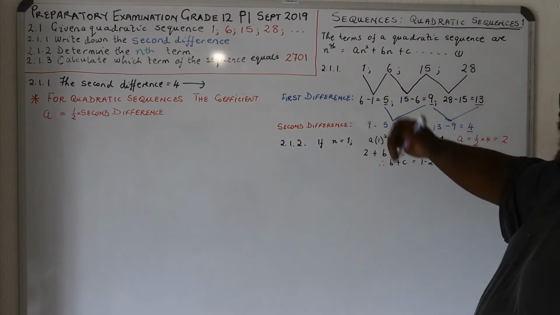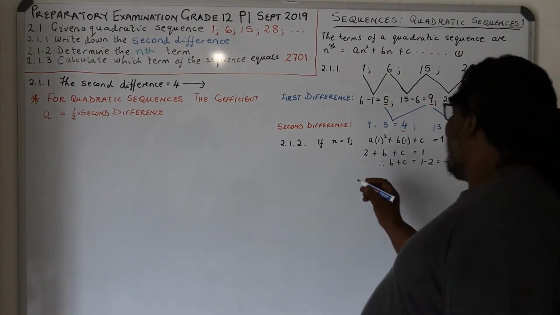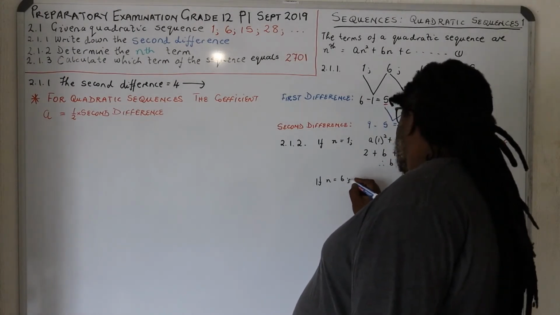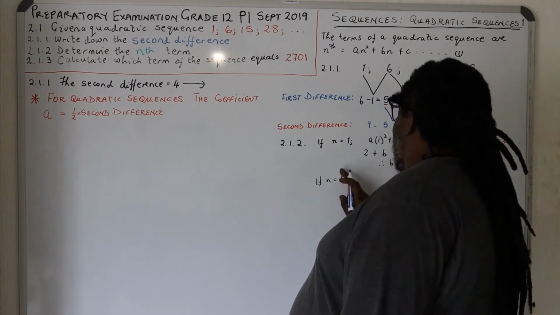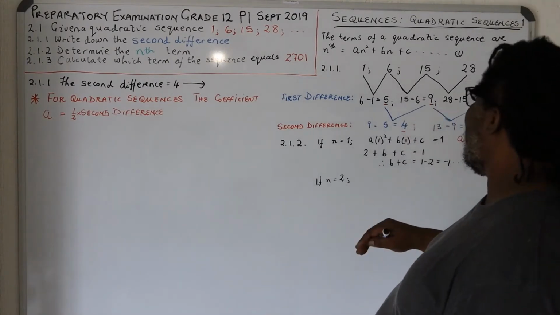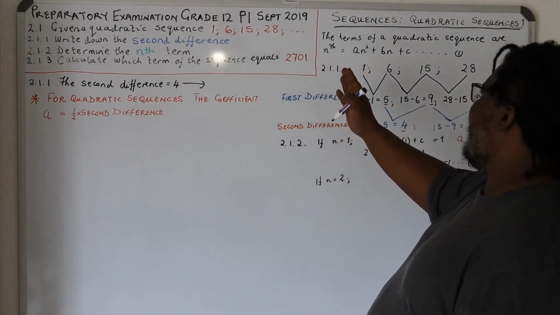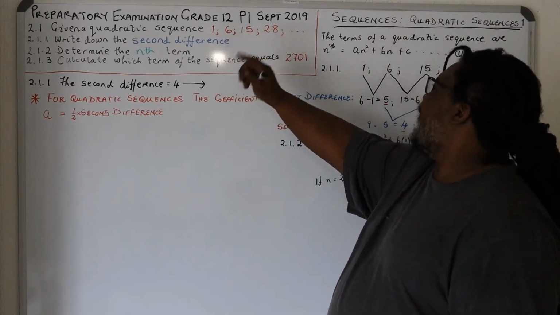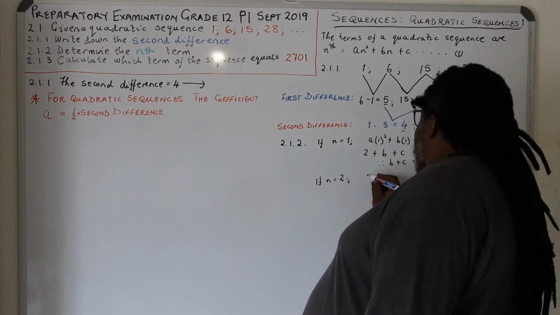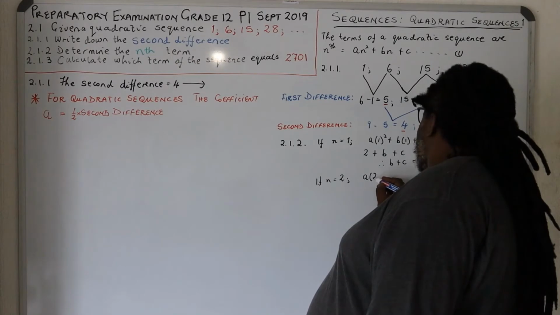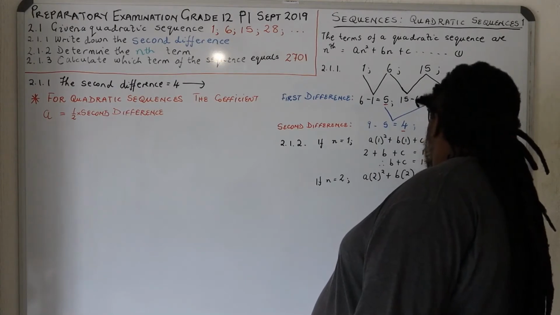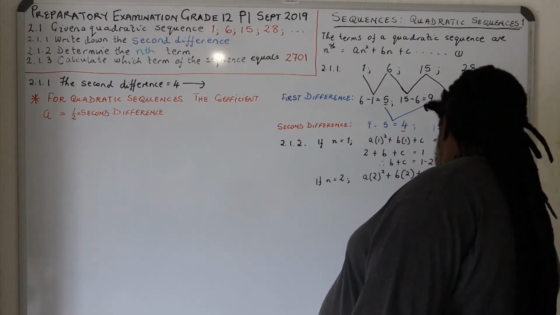And then we say for the second term, which is 6, we then say if n is equal to 2, sorry, it's the second term, not the term itself. So n stands for the terms, this will be the first, second, third, fourth. So 1, 2, 3, 4. So if we say n is equal to 2, we will have here a brackets 2 squared plus b brackets 2 plus c equals to the term itself, 6.